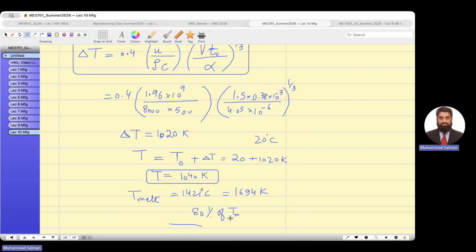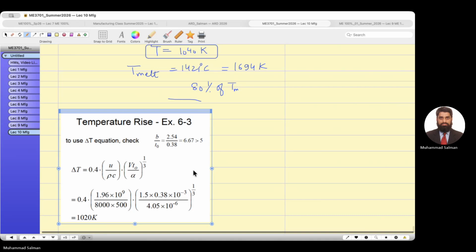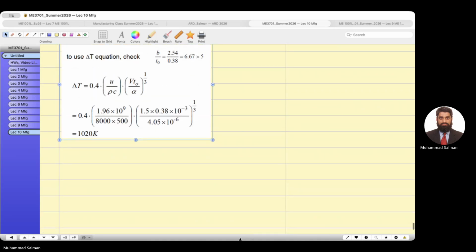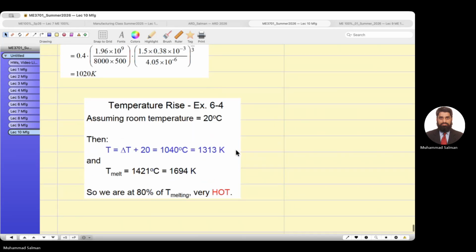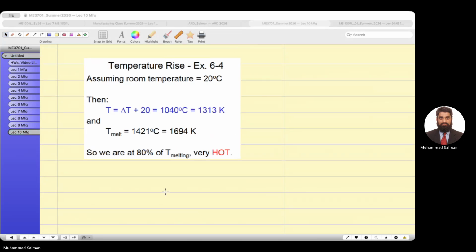Have you understood how to apply this formula in our analysis? Yes.